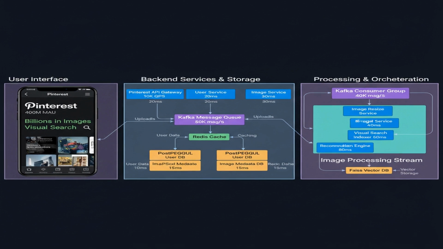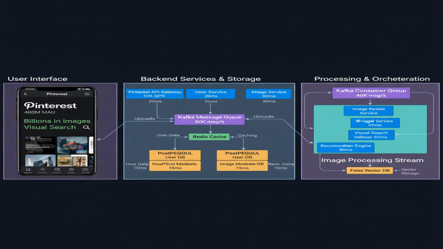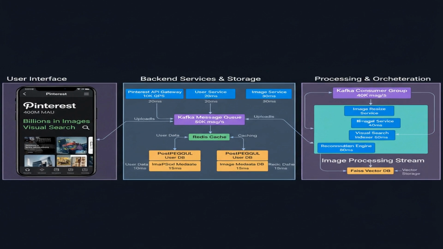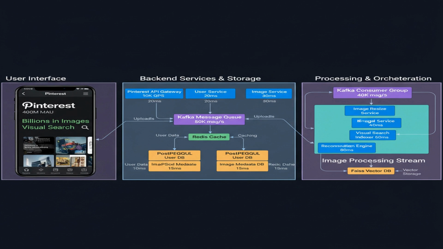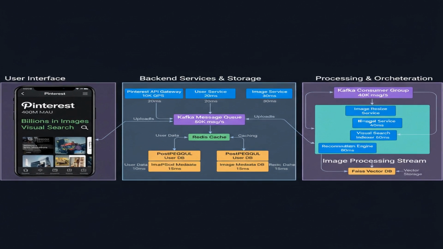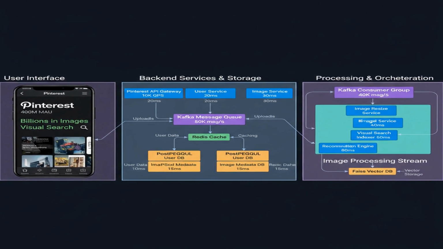Pinterest boasts over 400 million monthly active users. Each day, they upload millions of images. The challenge? Enabling users to find visually similar content among billions of images with low latency.